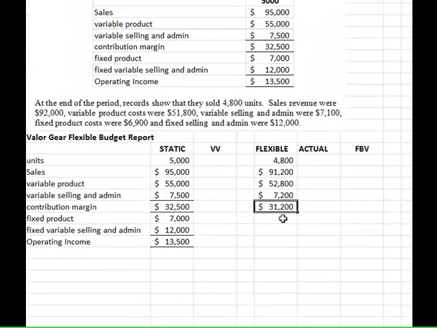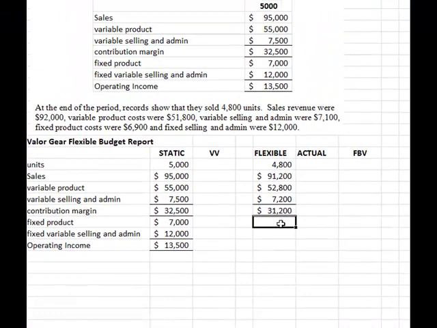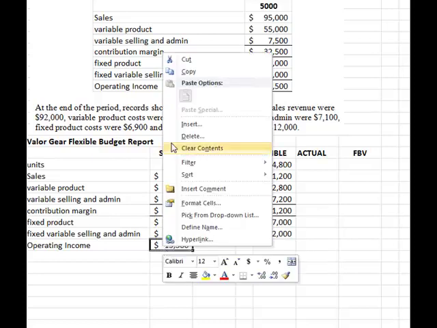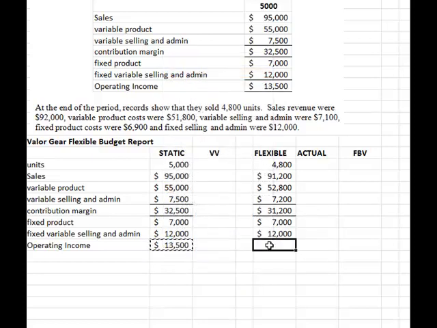Now for fixed costs, we're not going to divide it out. Why? Fixed costs don't change with activity, so even though we sold fewer, we wouldn't expect that cost to go down. And we'll borrow the math over here. So we would expect profit to be less by 1,300 due to volume variance, due only to a shift in units.